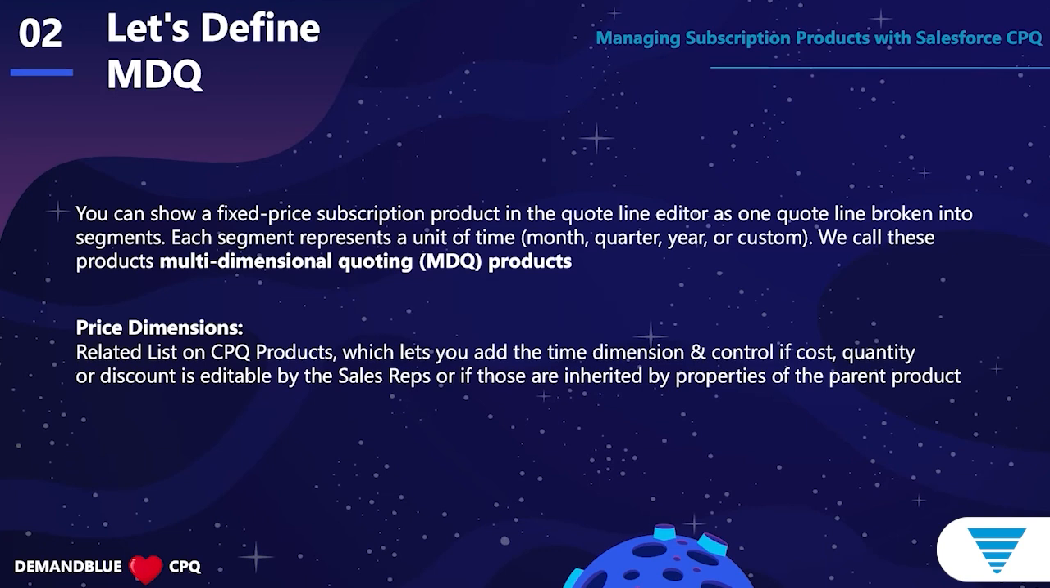They're useful if you want your sales reps to have detailed control over pricing specific units of time within one subscription. All you have to do is add a price dimension for a product. They let you control if cost, quantity, or discount is editable by the sales reps or they're inherited from the parent product.